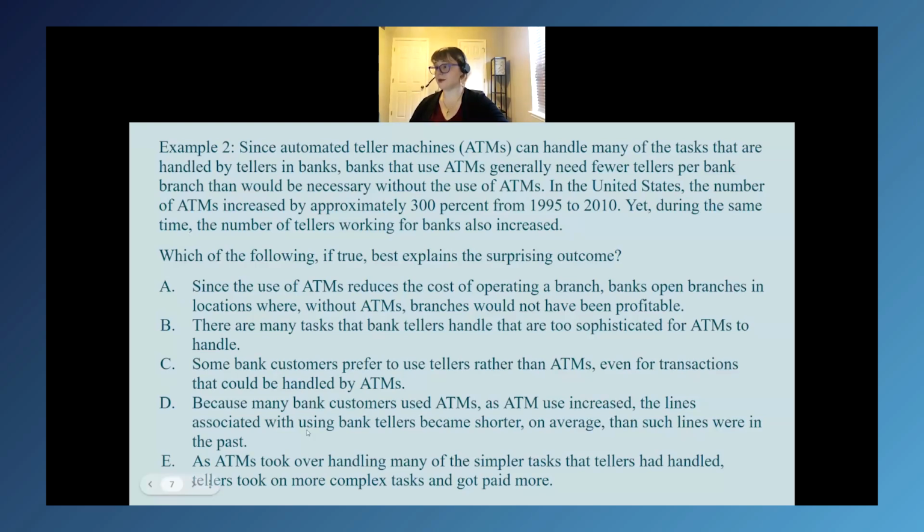D, because many bank customers use ATMs, as ATM use increased, the lines associated with using bank tellers became shorter on average than such lines were in the past. You can maybe spin a story about this being relevant, but it just isn't. Even if the lines are shorter, that doesn't mean that people are going to see the shorter lines and then all of a sudden they're going to need a lot more tellers. We already know that they need fewer tellers per branch.